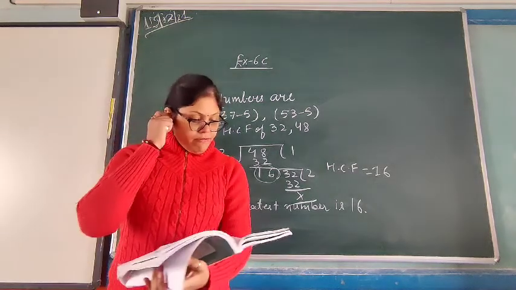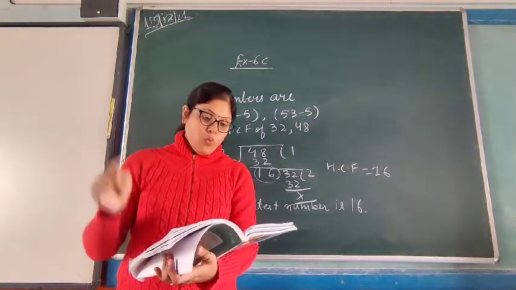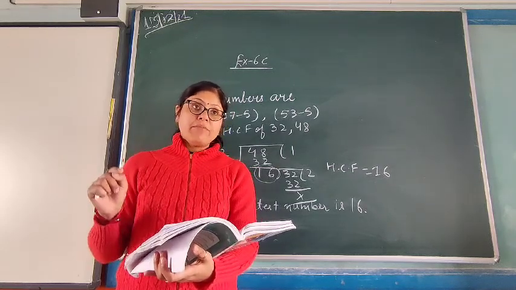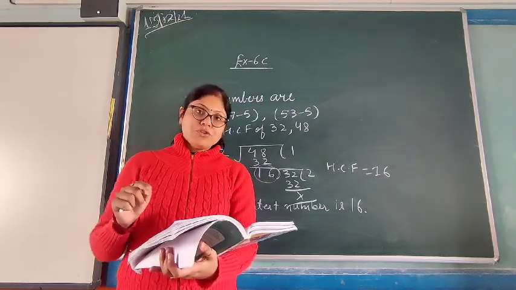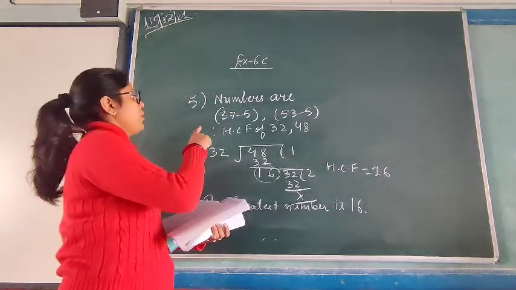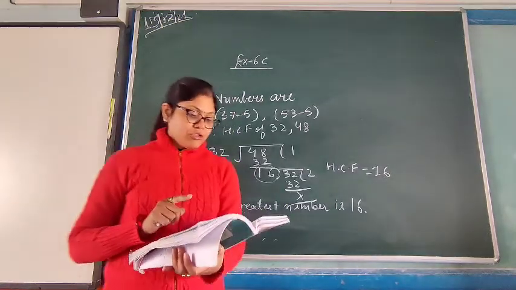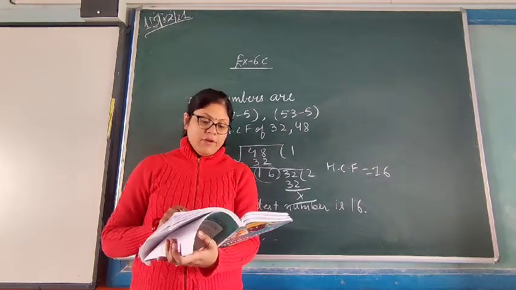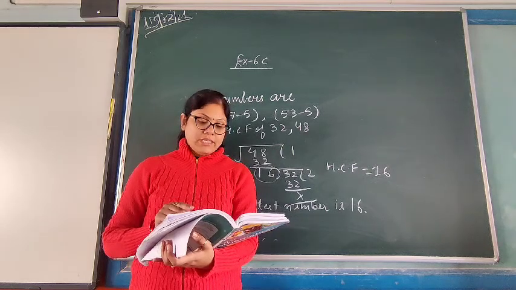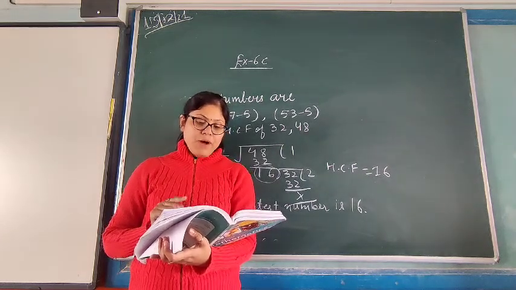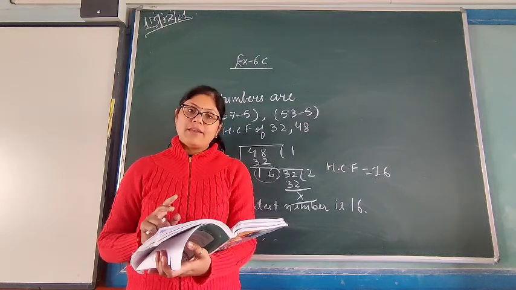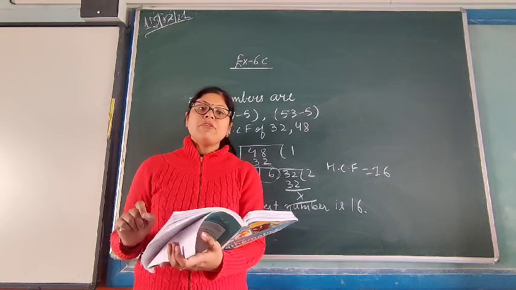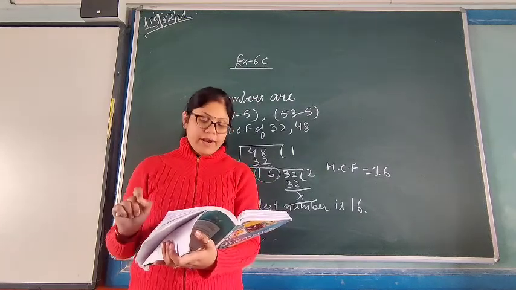Now see 6th question. Find the greatest number that will divide 138, 183 and 423, leaving remainder 3 in each case. Now what you will do? As we have done this 5th one, you will subtract 3 from each number. So 138 minus 3, what will come? 135. 183 minus 3, what will come? 180. 432 minus 3, what will come? 429. And you will take out HCF of these 3 numbers. Whatever the HCF will come, that will be the required number.